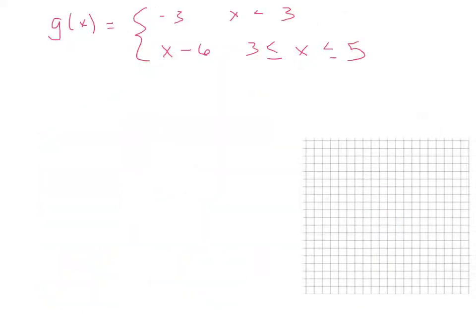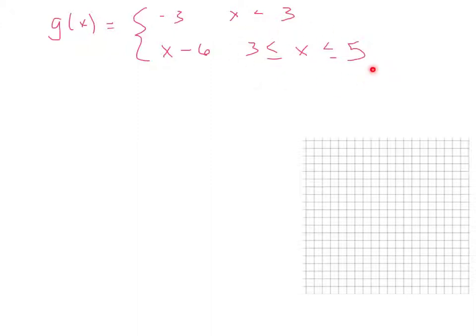So let's try that again. In this case, I have a piecewise function with 2 pieces. I have a piece with an equation of negative 3 that exists as long as x is less than 3. I have another piece whose equation is x minus 6 that exists from 3 to 5.